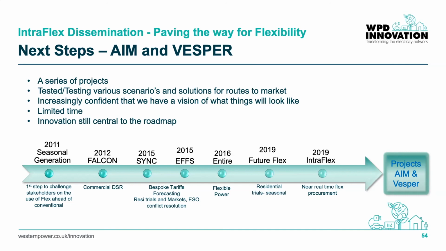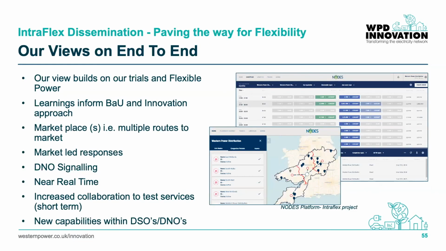But I would also argue that innovation is still central to this roadmap. There are some things which I think we need to focus on just as much as the market, which is the capabilities, as was alluded to before as well. And so this is where, and these are working titles at the moment, AIM and Vesper come in. So if you go to the next slide, David. Our view of what the end-to-end process might look like is formed out of our trials in flexible power, and bringing those learnings together in terms of what we've been doing with flexible power and BAU and innovation, I think is key.